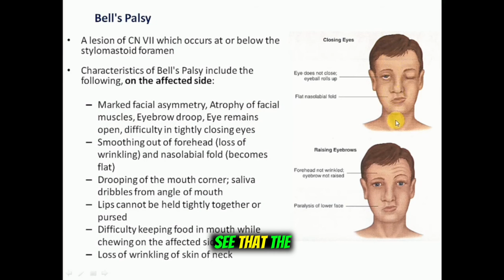Here we can see that there is loss of wrinkles in the skin of the forehead. The eyebrows are not raised, the eyebrows droop, the eye remains open, and there is difficulty in tightly closing the eye. There is loss of the nasolabial fold, so it becomes flat. There is drooping of the corner of the mouth and saliva dribbles from the angle of the mouth.